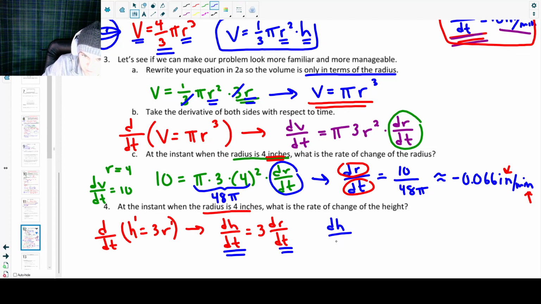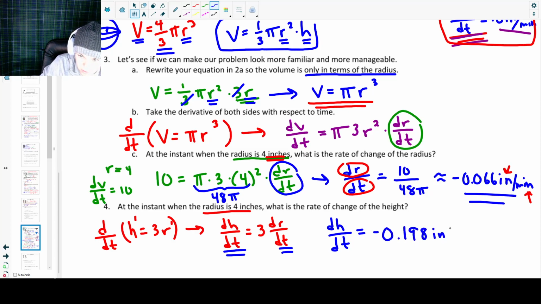So our change in height with respect to time is going to equal, again, multiply this value here by 3, and we get negative 0.198 inches per minute. Again, inches is our unit of measurement, just like radius, so inches per minute. Cool, right? Again, this is a simpler way of doing it than noticing the clean relationship formula that we had before and taking the derivative of it, but there are other ways that we could have gone about this.